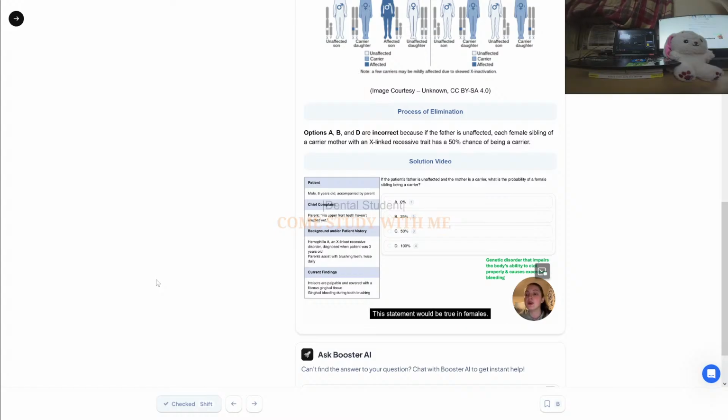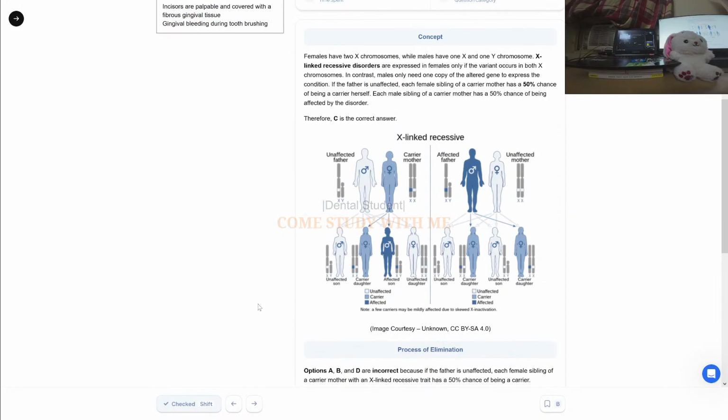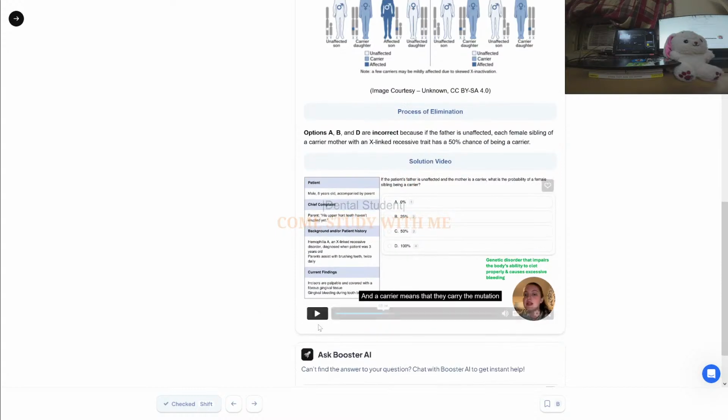This statement would be true in females. If they inherit a mutated X chromosome from their mother and from their father, then they will have the condition. And if they only inherit 1 mutated X chromosome, then they would be carriers for the condition. And a carrier means that they carry the mutation but do not present with the condition. So they're carrying the gene, but they don't present with the condition.